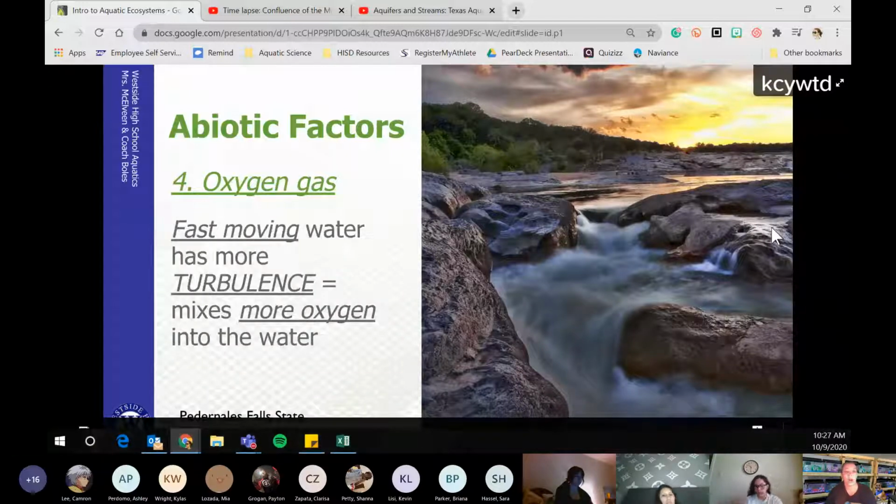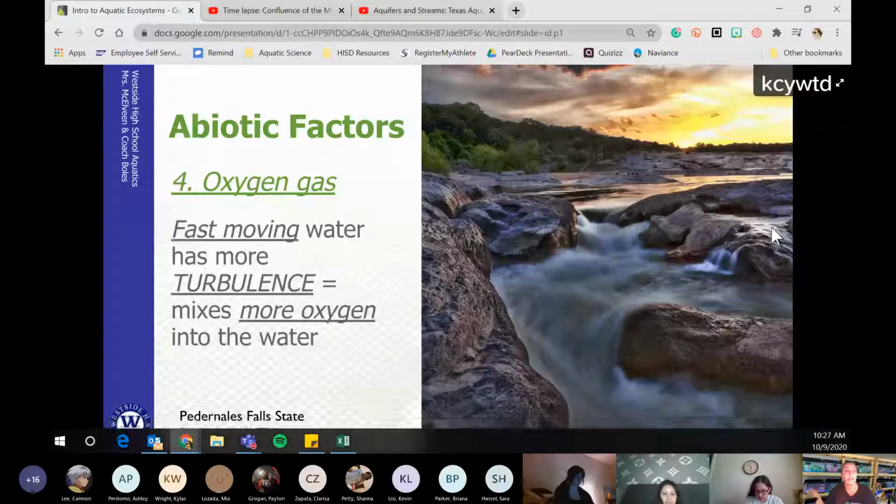Abiotic factor number 4, oxygen gas. In faster moving water, it has something called turbulence. The more turbulence it has, the quicker it's moving, which means it mixes in more oxygen from the atmosphere into the water. So that was a good job, Brianna. So faster moving water, more turbulence, more oxygen. Is able to mix the oxygen from the atmosphere into the water.